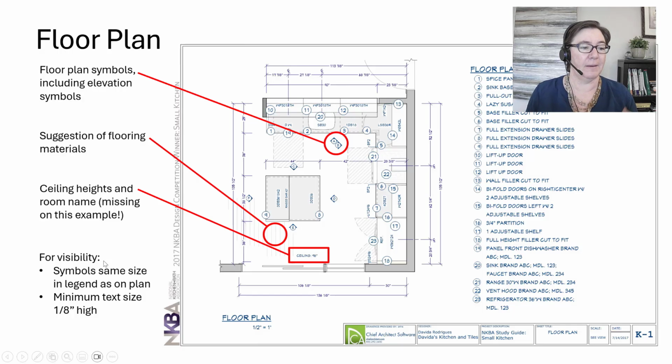So for visibility and for legibility, you want any symbol shown on your plan to be the same size, same graphics as is in your legends. This is just a standard across all drawings. And you also want any text to be a minimum of 1/8 inch high. Right, don't go any smaller than that. Think about people trying to read this in low light conditions with my older eyes. All right, and be generous to us with your text sizes.